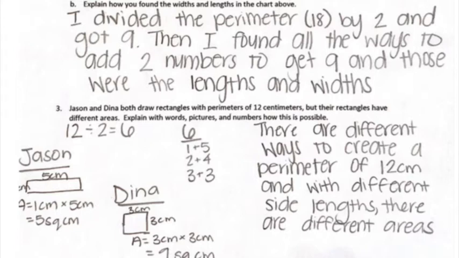So, in my little work below, I said 12 divided by 2 is 6. And I came up with the different ways to add two numbers to equal 6. 1 plus 5, 2 plus 4, and 3 plus 3. I just randomly chose 2 of those to create Jason and Dina's rectangles. It doesn't matter which 2. For Jason, I decided that he would have 1 centimeter by 5 centimeters, and I found the area by multiplying the length and the width together. So 1 centimeter times 5 centimeters equals 5 square centimeters. For Dina, I decided that she would have the square, 3 centimeters by 3 centimeters. And the area, when I multiply those together, equals 9 square centimeters. So using my words, I'm saying that there are different ways to create a perimeter of 12 centimeters, and with different side lengths, there are different areas.